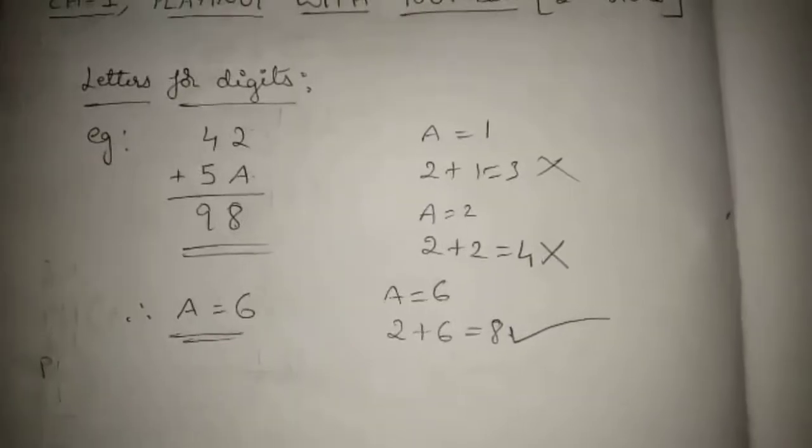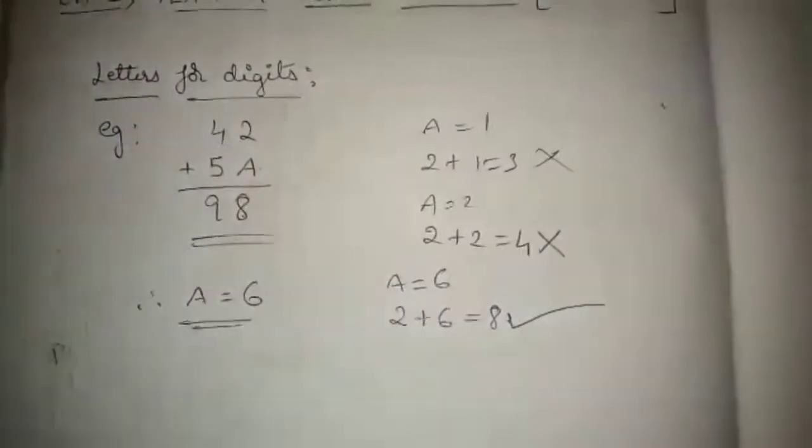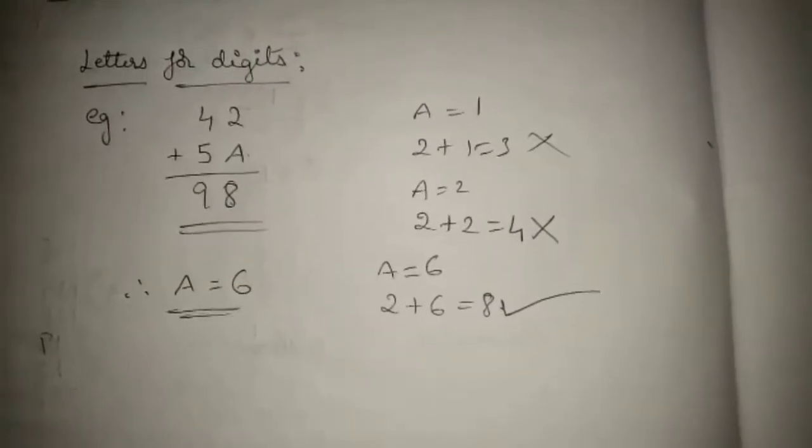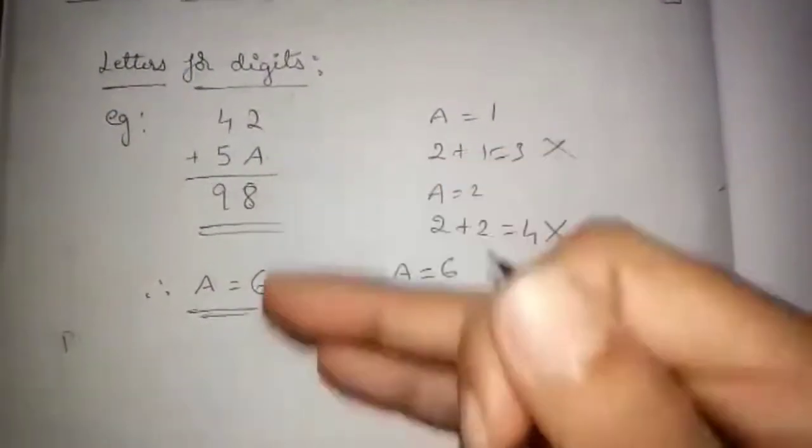Understood? So this is called letters for digits. It means you are assigning a letter to a digit. Instead of a digit they are giving it as a letter. So it is a puzzle game, you have to crack it out.